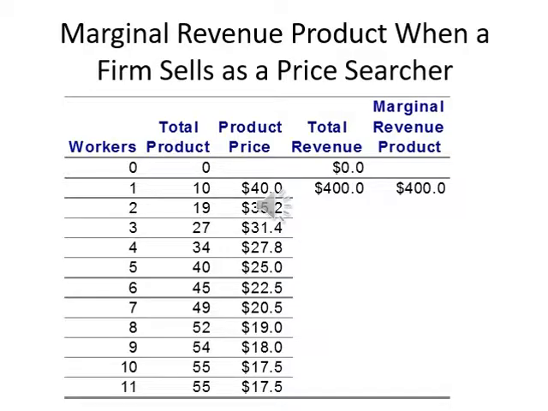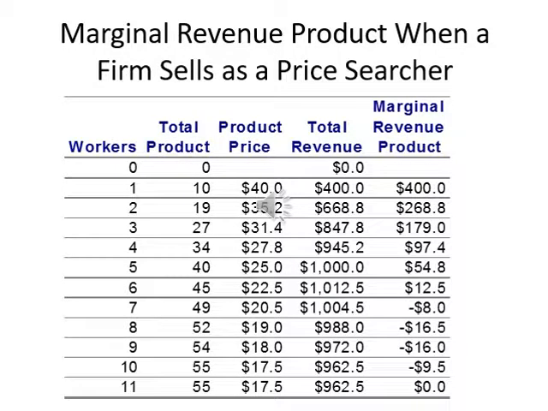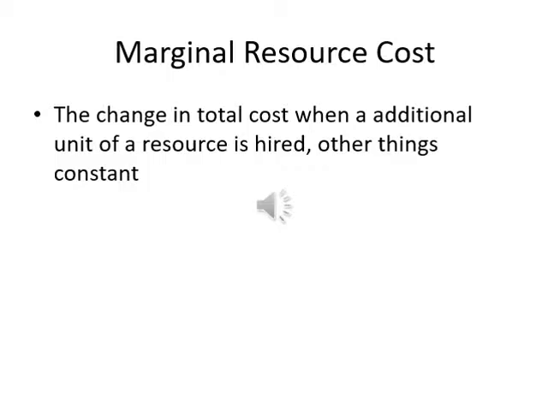Example of marginal revenue product when a firm sells as a price searcher. Marginal revenue product when a firm sells as a price searcher, continued. Marginal resource cost. The change in total cost when an additional unit of a resource is hired, other things constant.